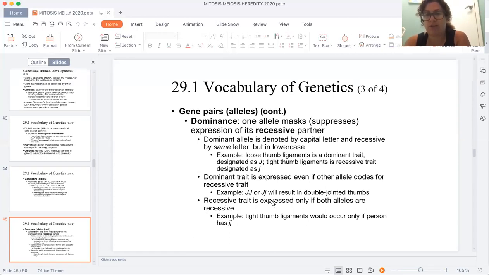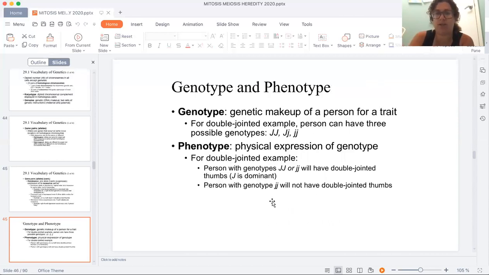So an example for dominance would be to have things like double jointedness. Double jointed thumbs are actually a dominant trait. I can't do it, so that's not part of me. And then recessive traits would be present only if both alleles are recessive. So something like a tight thumb ligament, where the person can't do that, is a recessive trait.